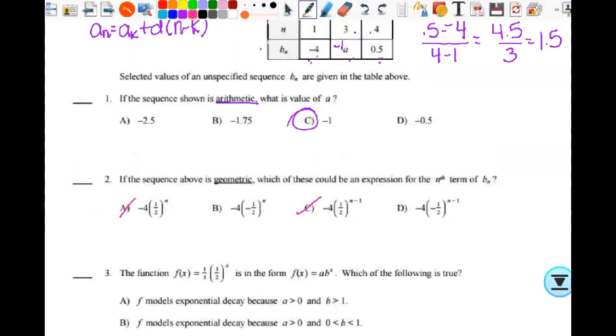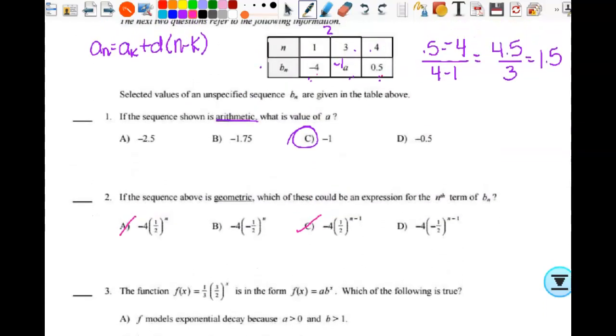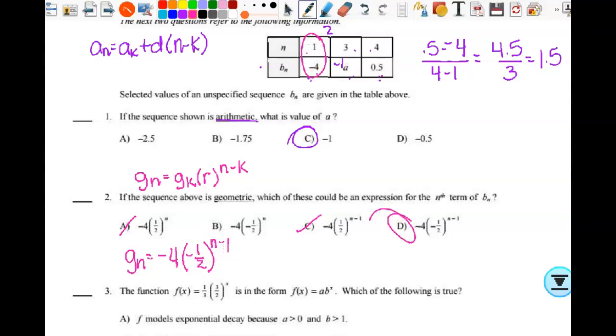And then I have a formula that says, for a geometric, G sub n equals G sub k times R to the n minus k power. So if I use this right here, I can say that G sub n is equal to G sub k, which is negative 4 times negative 1/2 to the n minus 1 power, which gives me D.